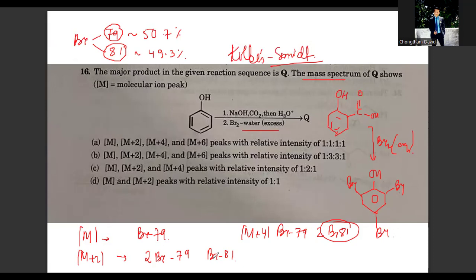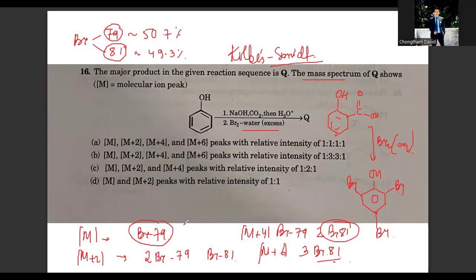And M plus 6, all the three are bromine atoms. They are all bromine 81. So the relative intensities, this bromine 79, and bromine 79, all the three are bromine 79. We have just clarified here.